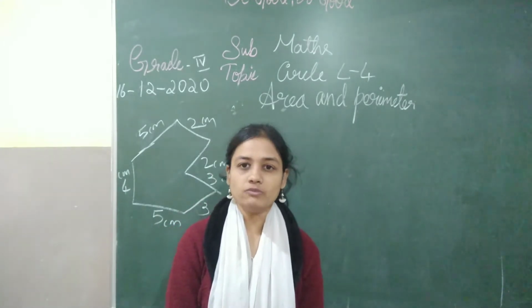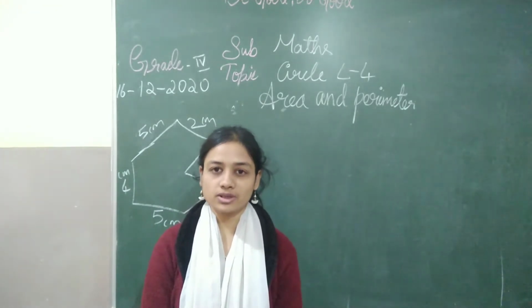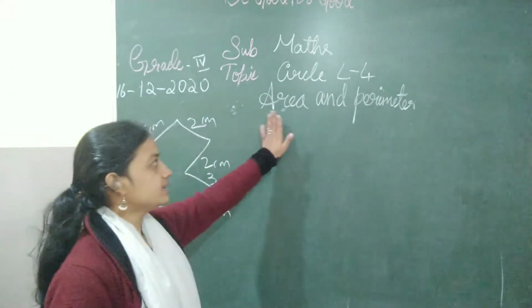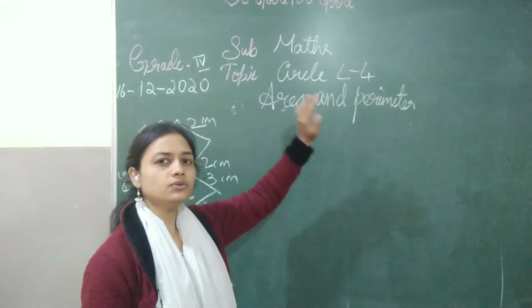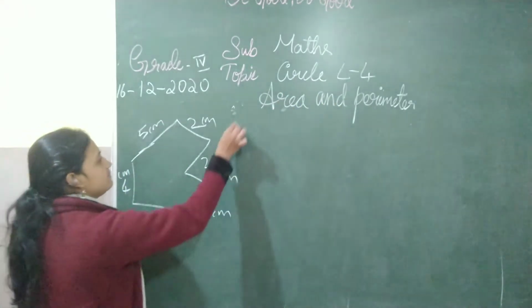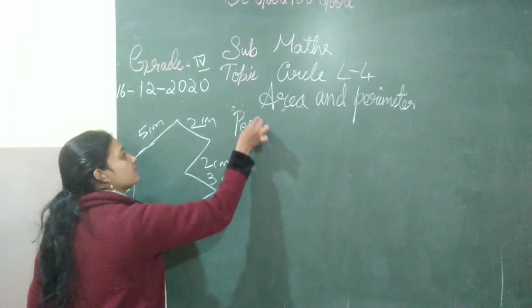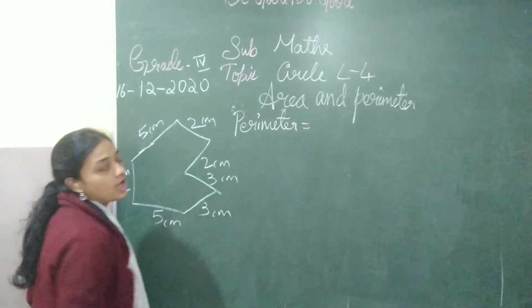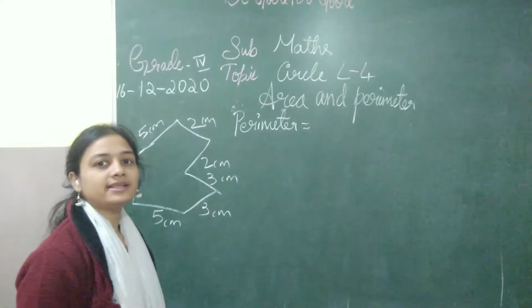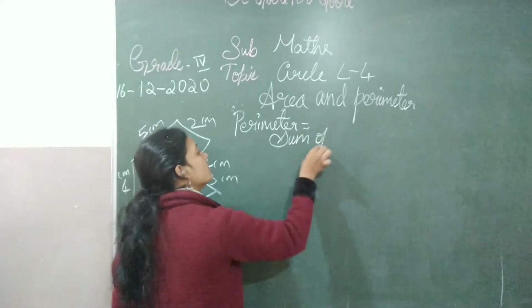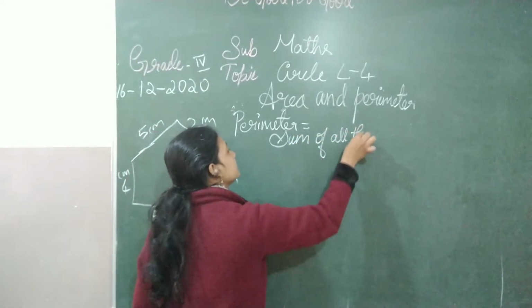In today's video, we will be continuing lesson number 4, Circle. In that, we will be learning about perimeter and area. So first, let me teach you what is perimeter. Perimeter is nothing but the sum of all the sides. This is the definition of the perimeter, which says sum of all the sides.